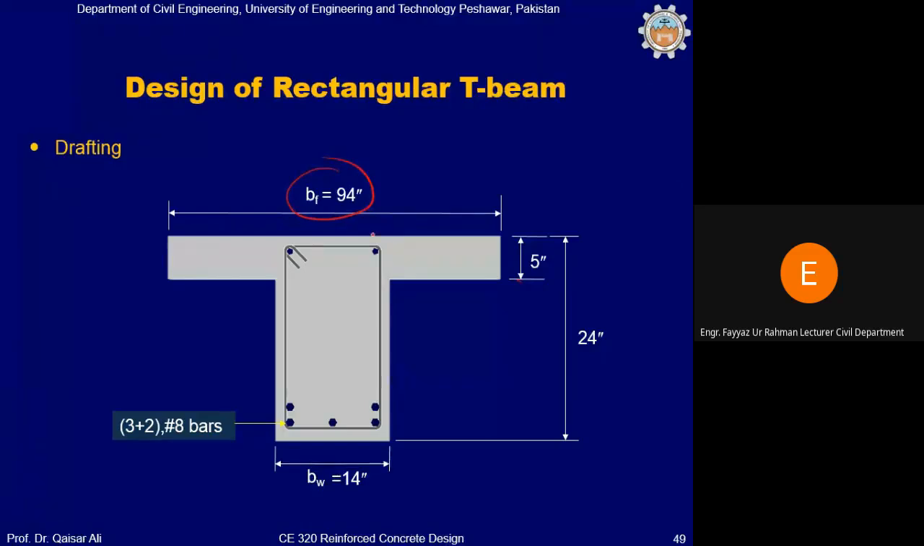Okay, you can see here we have provided 2 bars. It can be 2 number 5 bars, it can be 2 number 6 bar. These are provided just to hold these stirrups. They are not required from the analysis. Clear?